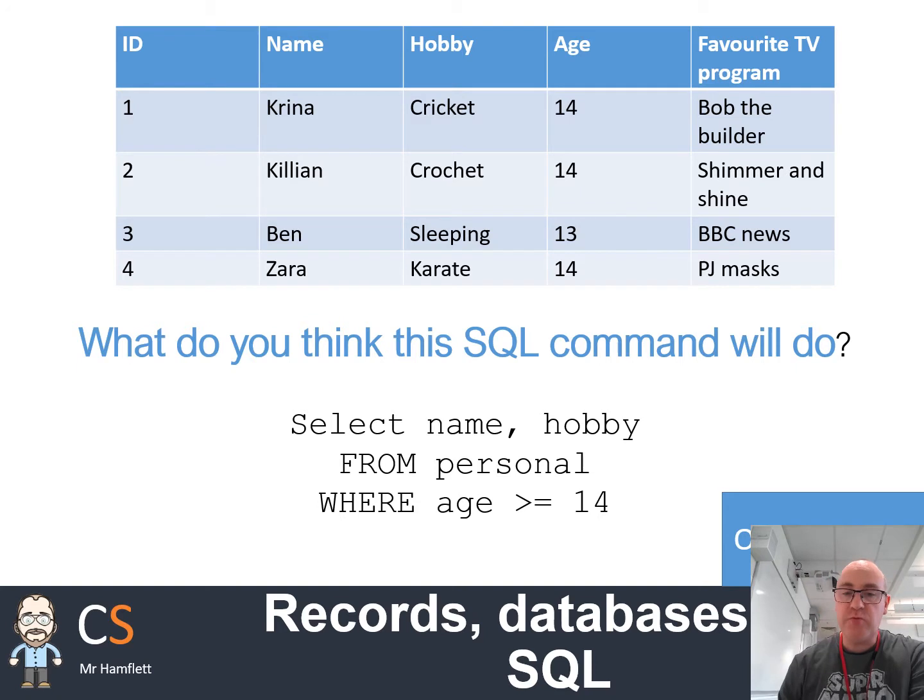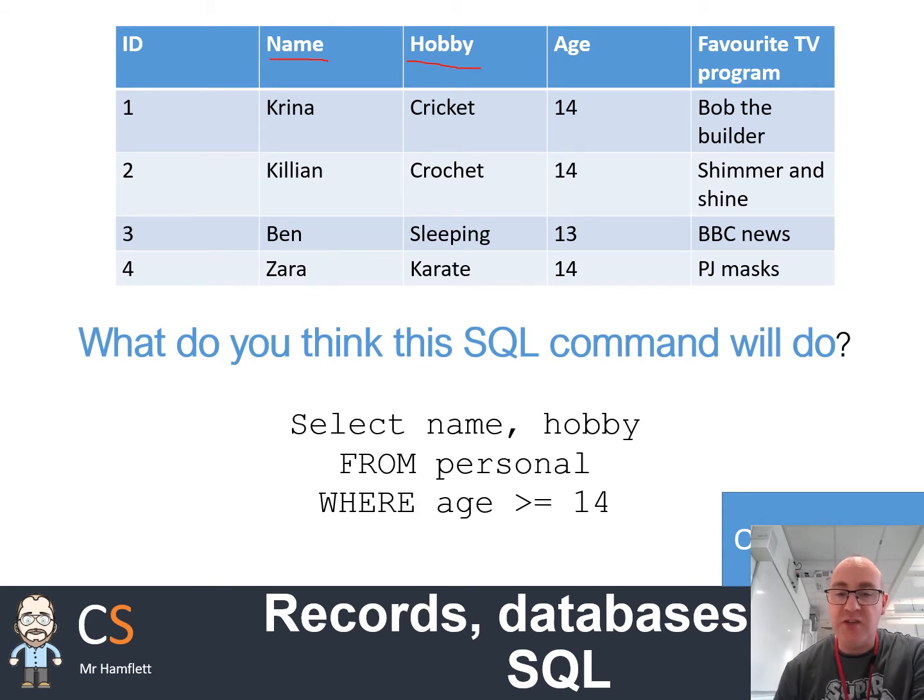So what this will return is, first of all, just the columns called name and hobby. Okay, so it's only going to return name and hobby. So I'm just going to underline those to make it clear. So just those two are going to come through. And then it says from personal. So the from personal bit basically means which table are we referring to. In this case, this table is called personal.